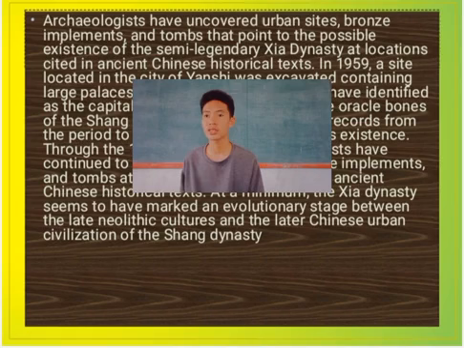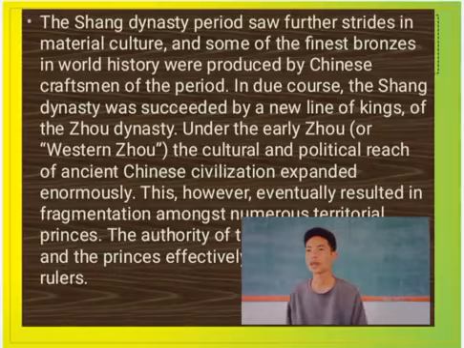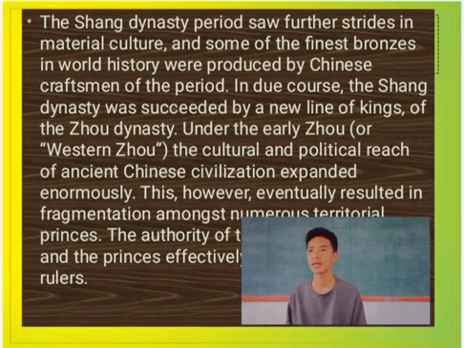The final king of the Shang lineage, King Di Xin, faced calls for the end of his rule. The Zhou army led by King Wu marched on the capital city. Di Xin's 200,000 slaves were defeated by the Zhou armies. Some Shang army refused to fight, and some even joined the other side. The Shang dynasty period saw further strides in material culture, and some of the finest bronze in world history was produced by Chinese craftsmen of the period.